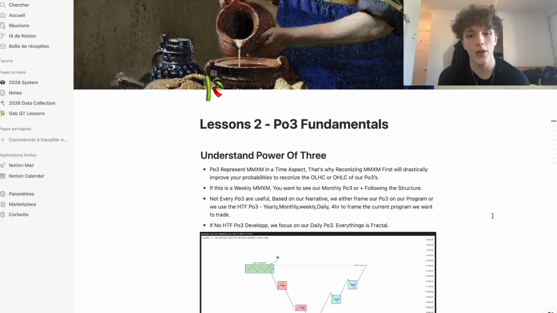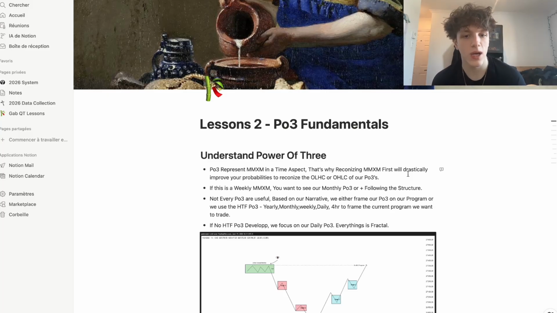So we will start with understanding the Power of 3. What is it? How do we use it? The Power of 3 represents the market maker model with a time aspect. That's why recognizing the market maker model first will drastically improve your probabilities of recognizing the open, low, high, close or the open, high, low, close of our Power of 3s. So that's why the market maker model is the first lesson and this one is second. I recommend having the idea of what a market maker model is, because it's pretty much the same thing, we just add time into our technical analysis.